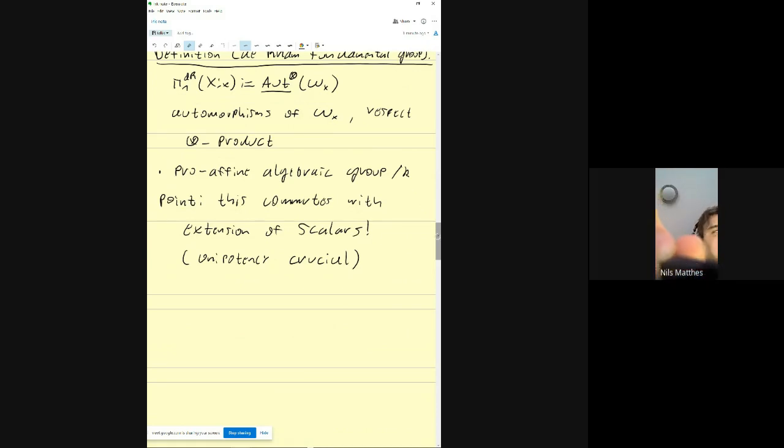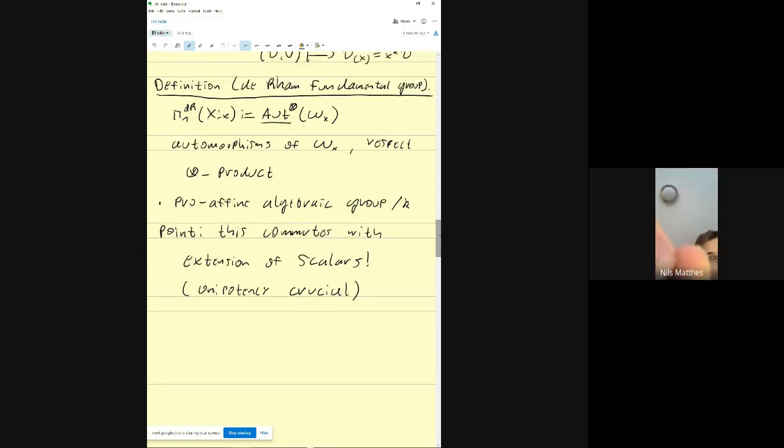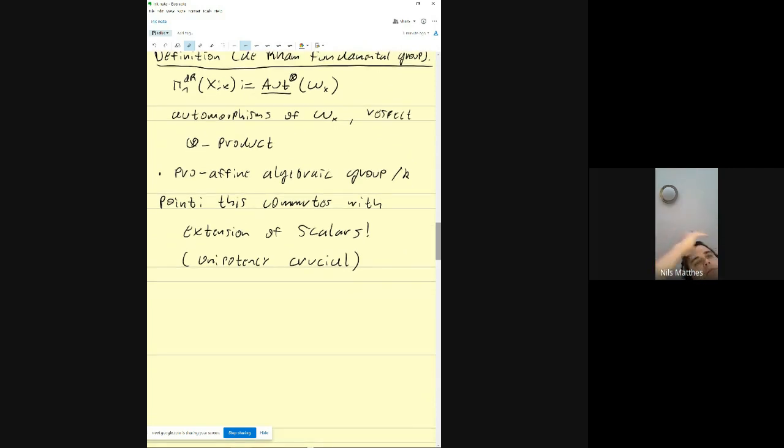Right, so the unipotency assumption is crucial for this to work, which is why we restrict to these bundles. All right, great. So what I just described works for any smooth geometrically connected variety.